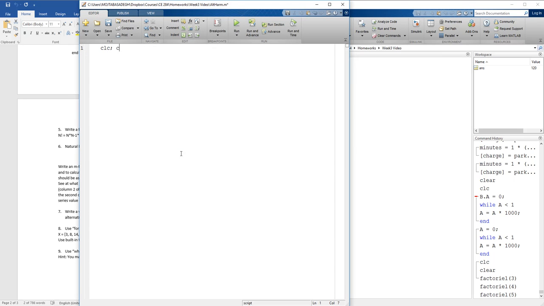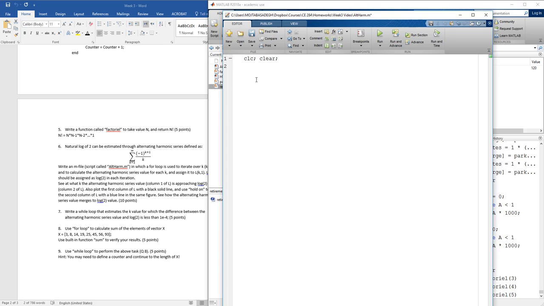This is a script, it's not a function. I will always start my scripts with CLC and clear. What it says is that for k from 1 to 100, the first column of k is basically the harmonic series. The harmonic series is what? Negative 1 to the power of k plus 1 divided by k, but that's the summation of all elements. I'll get to it in just a second.